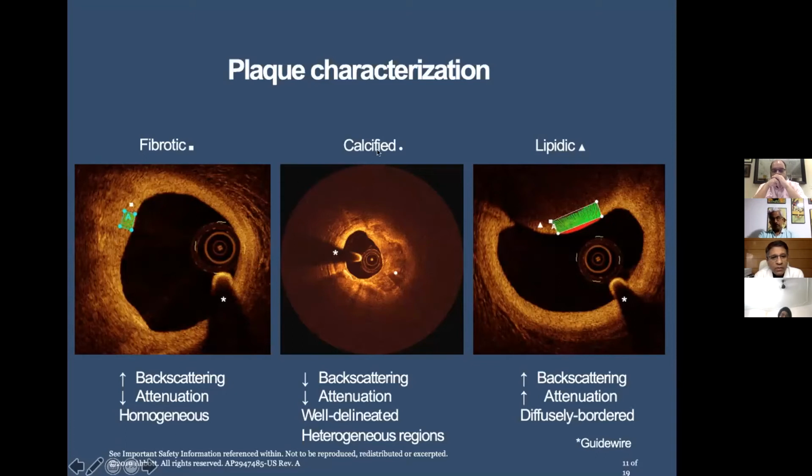And unlike this, the calcified plaque, you can see, is heterogeneous, and it is well delineated, and it is low attenuation. It's not very high attenuation like lipid, so the light can penetrate, and you can even see the posterior or the distal margin of the plaque. Unlike IVUS, in IVUS there is acoustic shadowing, because the sound waves cannot penetrate the leading edge.